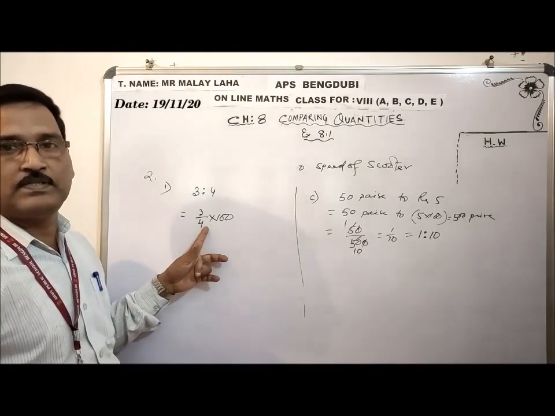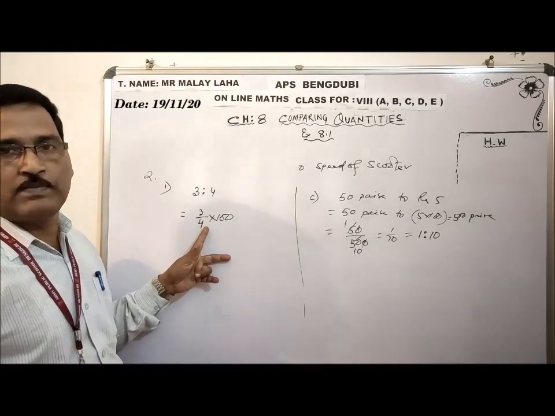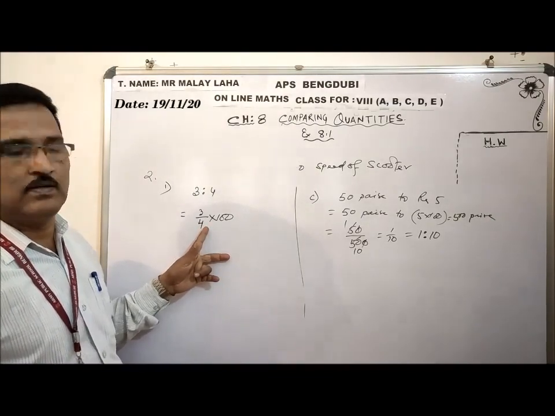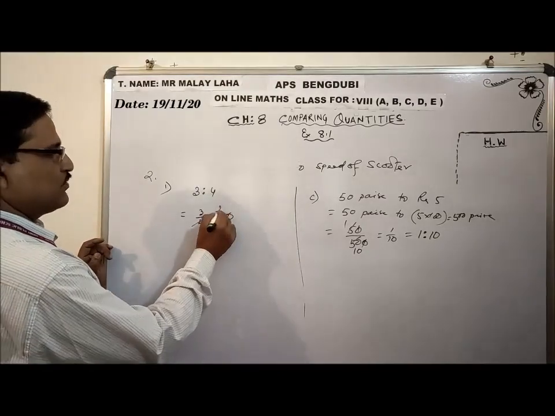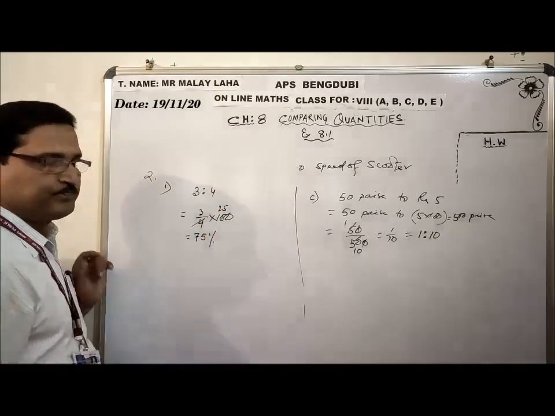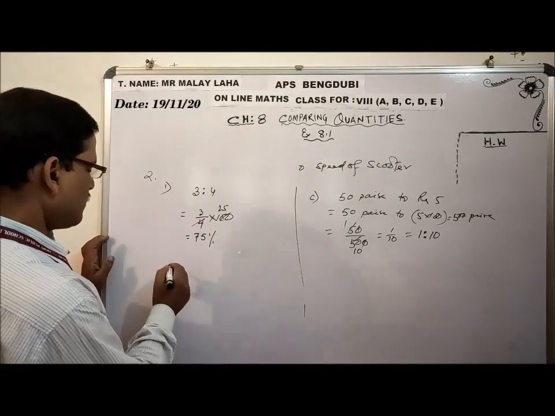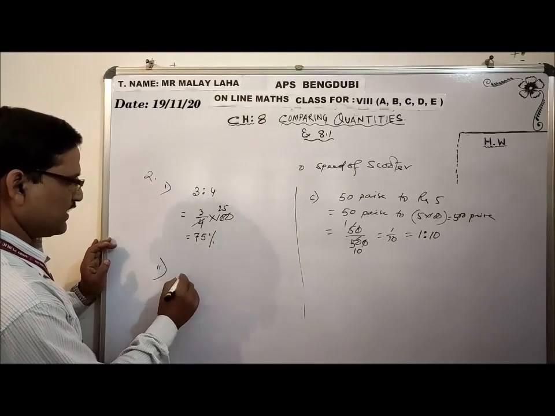But sometimes it will not be possible. The best way is that whatever the number is given, you multiply it by 100. So it will be 25, so 75%. Clear? Now the next one, you will see why it is not possible.